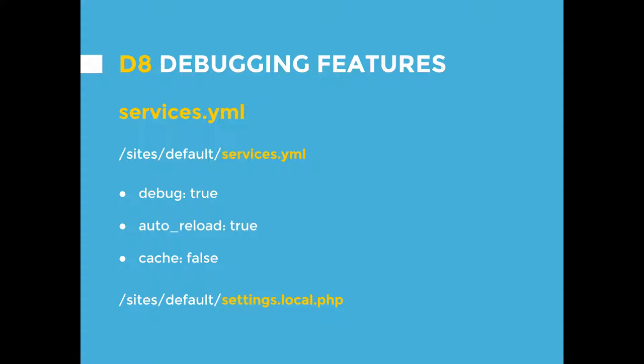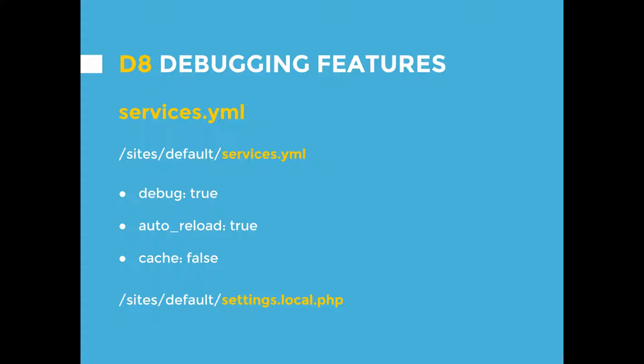One of the great debugging features for Drupal 8, this is actually in Drupal 7 as of maybe 7.32, I think too, is that you can enable the debugging feature where you would see output of where your templates are coming from. I'll show you in a second. In the source code in the DOM, you'll see the HTML comments.